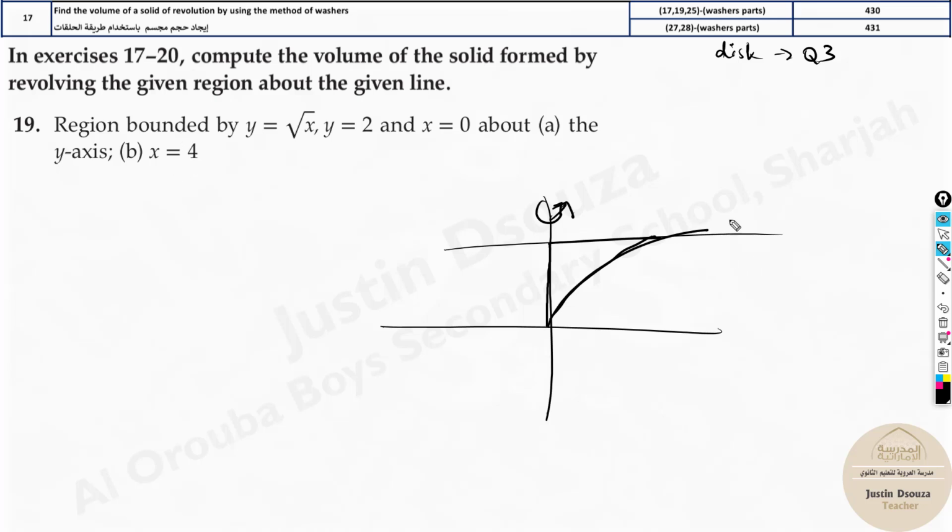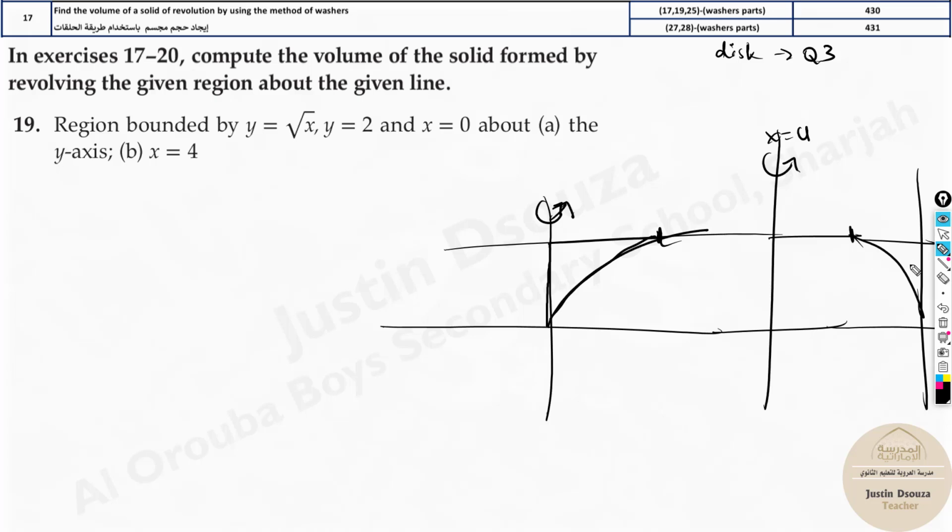X is equal to 4. Now this one, I think it's less than 2, so let me just take it somewhere over here. X is equal to 4 is this line. If you're rotating along this part, so this much is again over here also hollow, and then it comes like this. I hope that's clear. So this is how it looks.